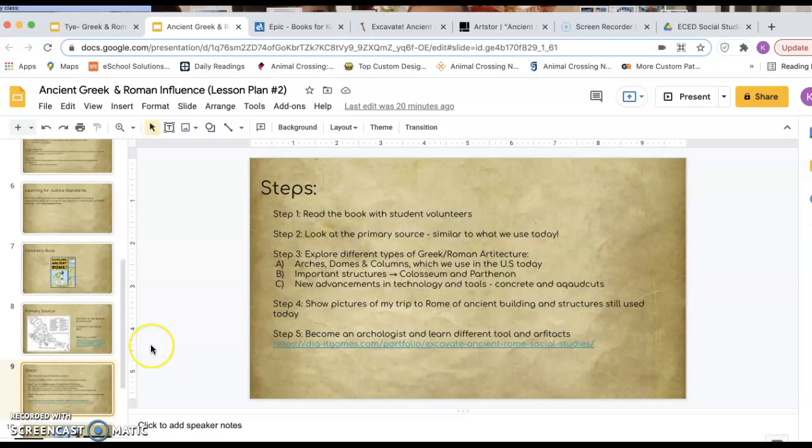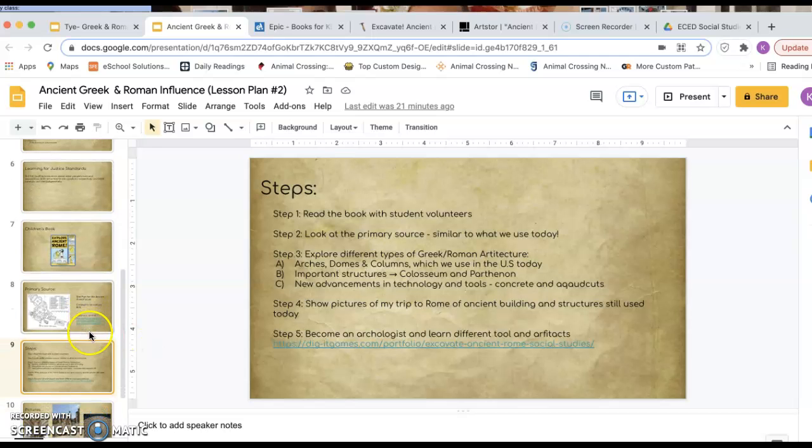So the steps I would have taken is after introducing the lesson, I would have read the book with the students, looked at my primary source, and then step 3, explore different types of Greek and Roman architecture, so the arches, domes, and columns, which we use in the U.S. today, important structures like the Colosseum and Parthenon, and new advancements in technology and tools. I mentioned how they didn't create concrete, but they used it a lot in the aqueducts.